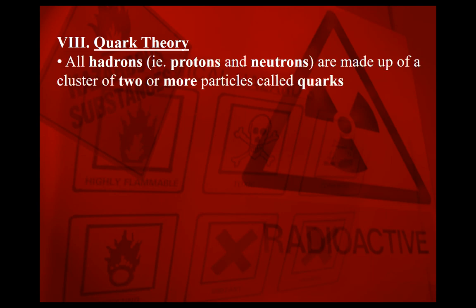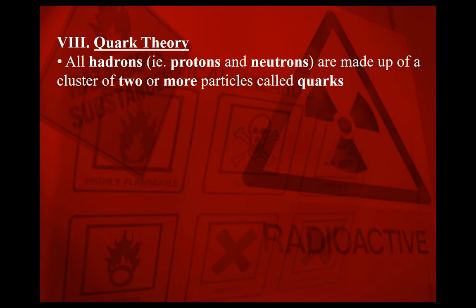Quark theory. Quark theory tells us that all hadrons, so remember, hadrons are the heavier subatomic particles, that includes both protons and neutrons, are made up of a cluster of two or more particles called quarks. So what that's saying is that you can actually take a proton and a neutron and break it into smaller building blocks.